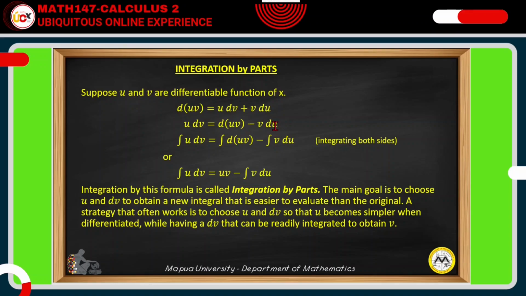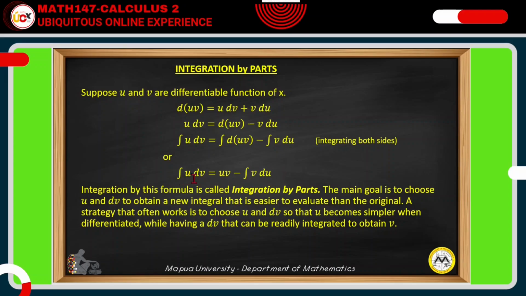Then if we take the integral of both sides, we get the integral of u dv equals the integral of the differential of uv minus the integral of v du. But we know that the integral of the differential of uv is equal to uv. So therefore, the integral of u dv is uv minus the integral of v du. And this formula is called integration by parts.